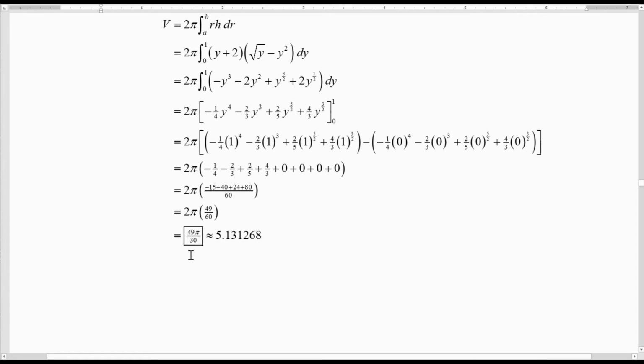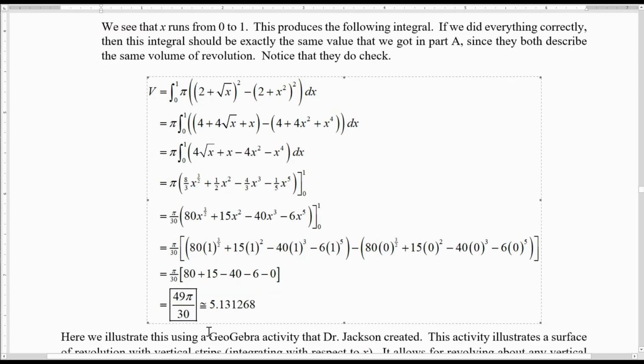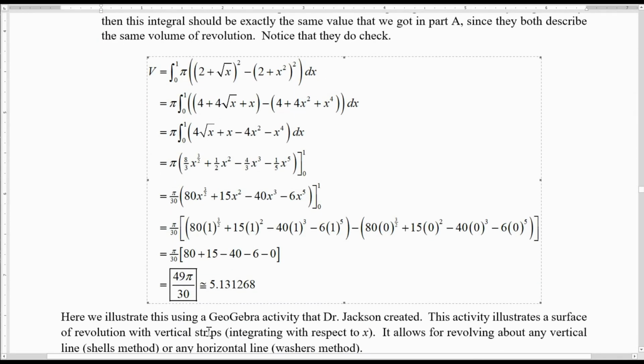49 pi over 30, love it when a plan comes together. That's the same thing as what we got the other time, so that is a nice check. Completely different way of doing it, and we got the same answer, so that's good. It should be the same answer because those are in fact the exact same volume.